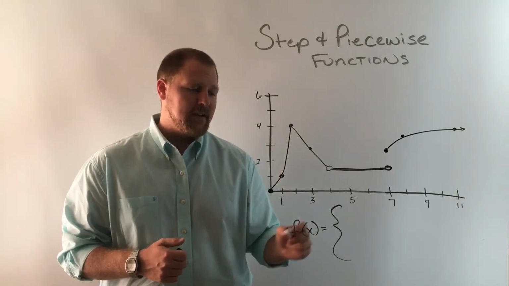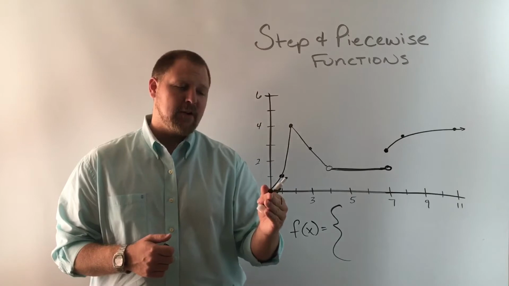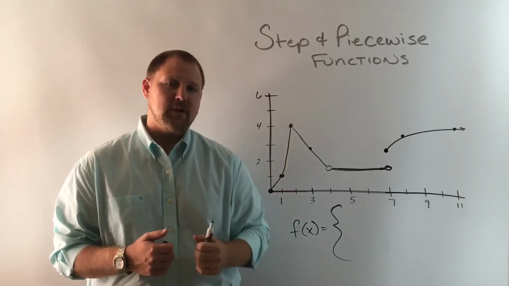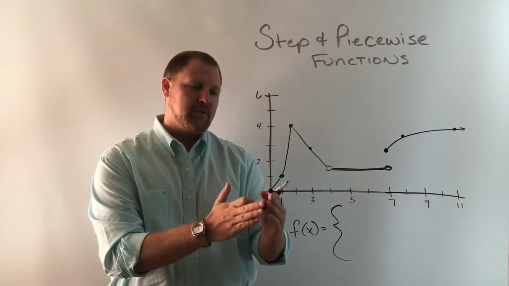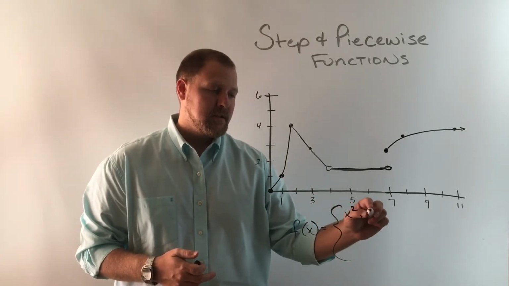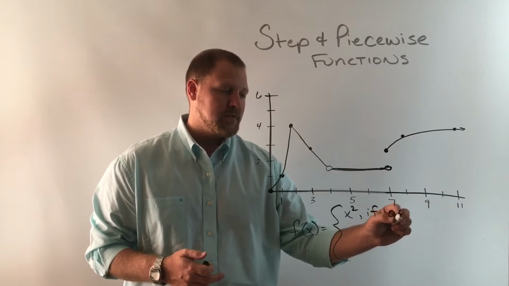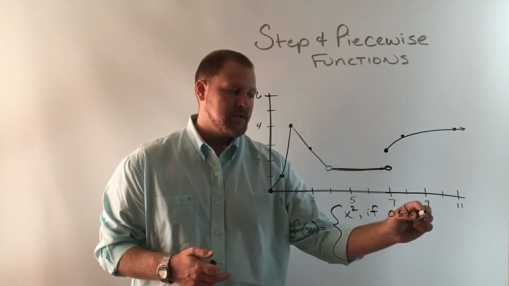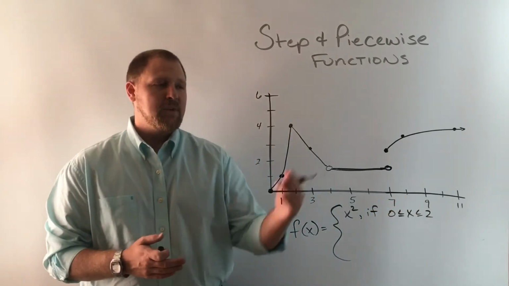So right here we have the parent function. This is actually the parent function for the quadratic, but it's just from 0 to 2. So this is f of x equals x squared if x goes from 0 to 2. And then we have this linear function.